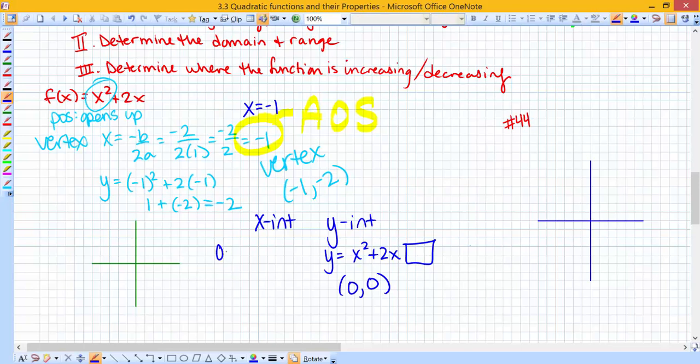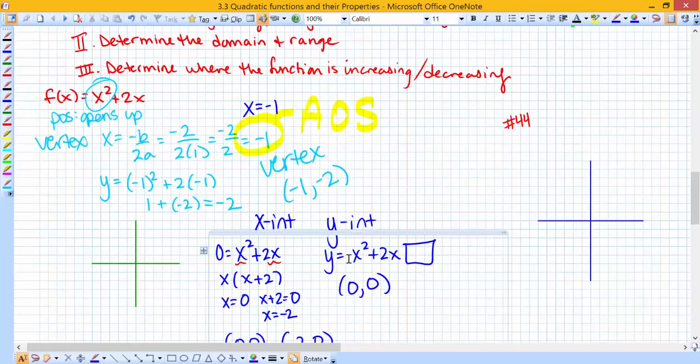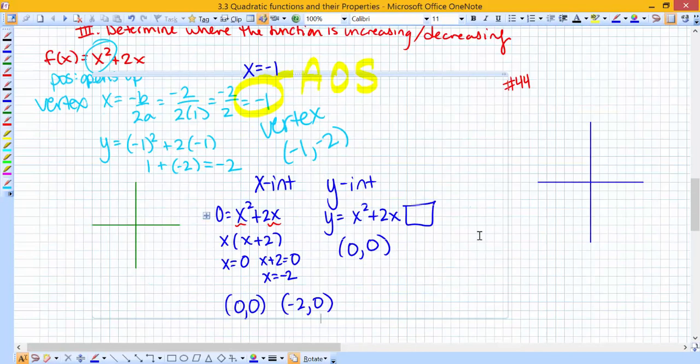When I'm looking at this and I see the x squared plus 2x, we need to recognize that there's an x in each of these. So I'm going to factor out an x, and I'm left with x plus 2. Now you set each of those equal to 0. This first one, x equals 0, is done. This second one becomes negative 2. So your x-intercepts are 0, 0, and negative 2, 0. So we've now found the vertex, the axis of symmetry, and the x and y intercepts, and now we are ready to graph.